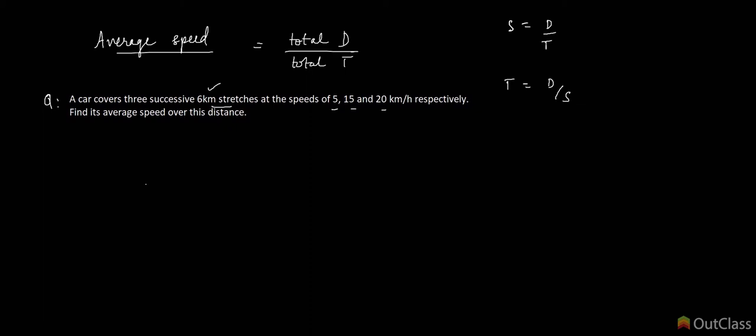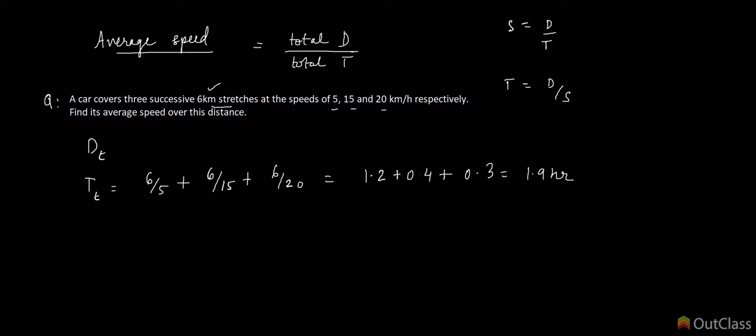Now, the first one would have taken 6 kilometers divided by 5 kilometer per hour would be the time to cover the first 6 kilometers. Second 6 would be 6 by 15, and the third 6 would be 6 by 20. This gives you 1.2 plus 0.4 plus 0.3 is 1.9 hours. That is the total time. What was the total distance? It is just 6 plus 6 plus 6, which is 18.